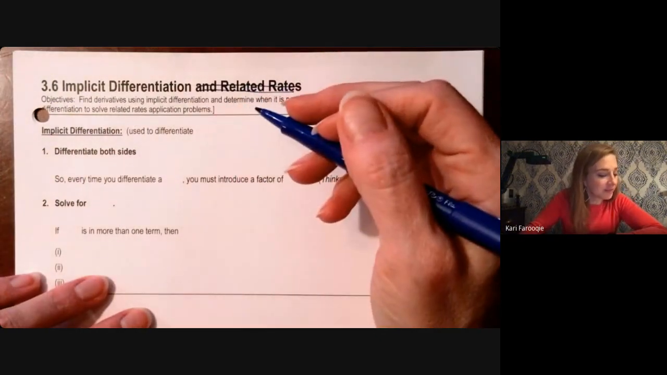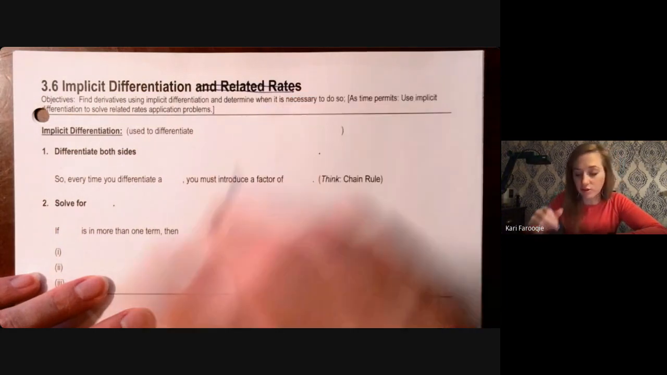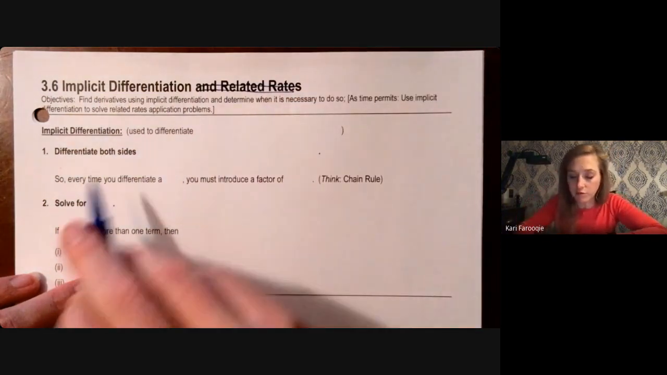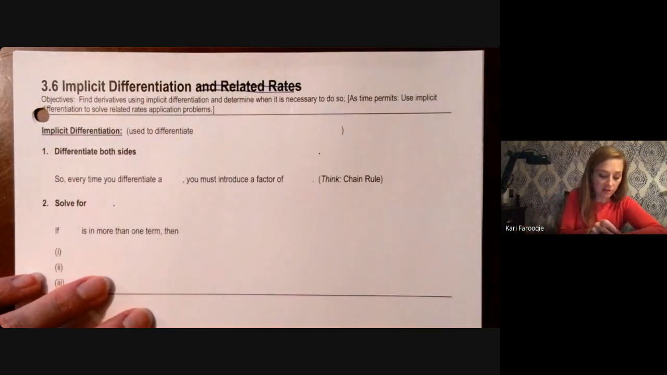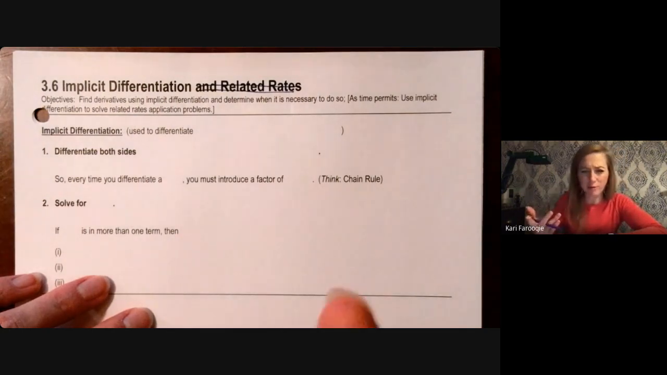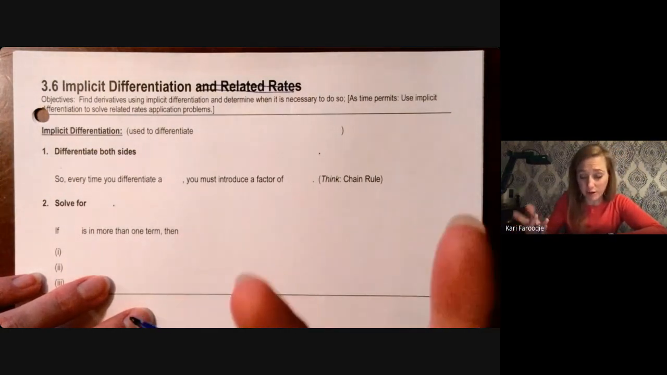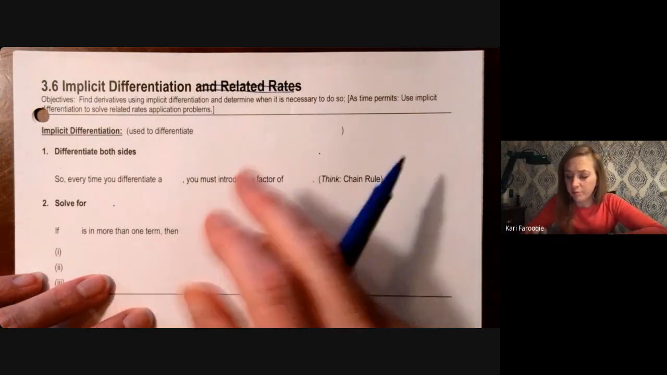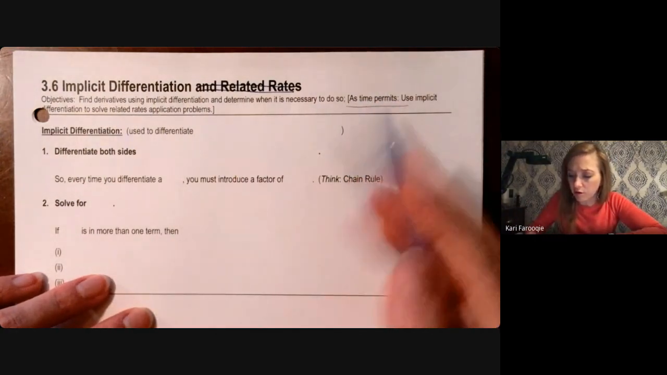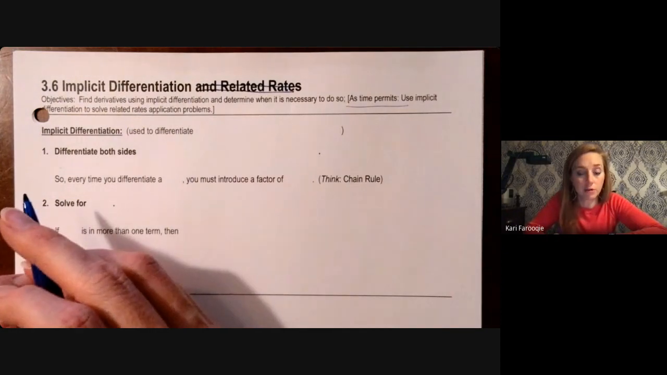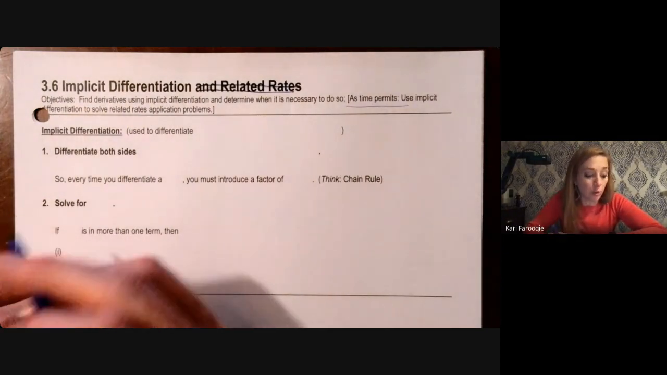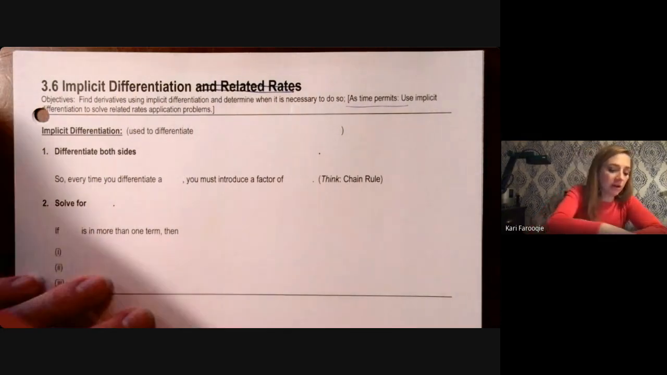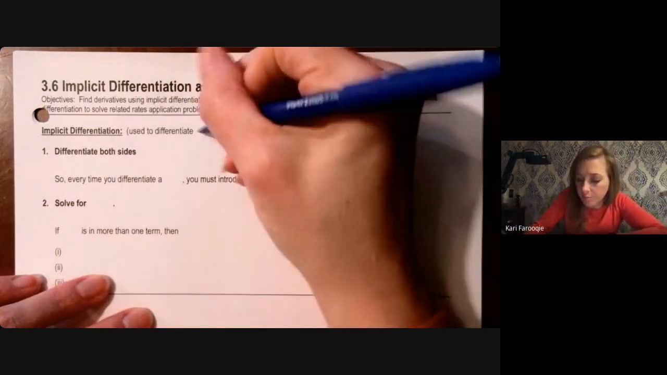Also silly. Implicit differentiation. So the idea here is we're going to find derivatives using implicit differentiation, and we need to determine when it's even necessary to use implicit differentiation. Because, I mean, obviously you're like, why would we even need this? We've gotten this far without it. Yeah, and as time permits, so we're not going to cover the related rates. So implicit differentiation is used to differentiate equations that are not solved as y equals f of x.